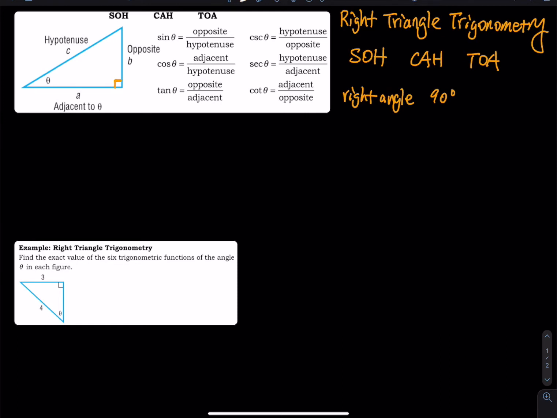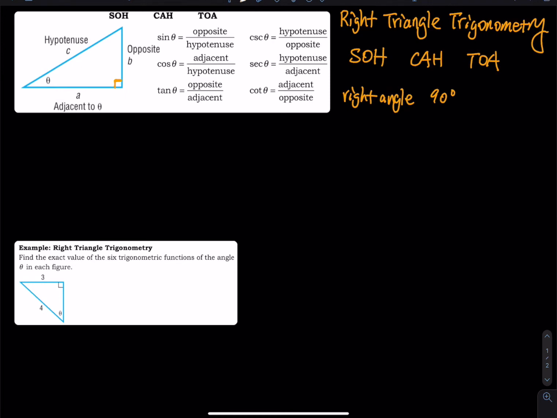And then once again, Sohcahtoa works for right triangles only. If there is no right angle, no 90 degree angle in a triangle, then that is not a right triangle. If that triangle is not a right triangle, then Sohcahtoa does not apply. You have to use something else, so we have to discuss that in another lesson.